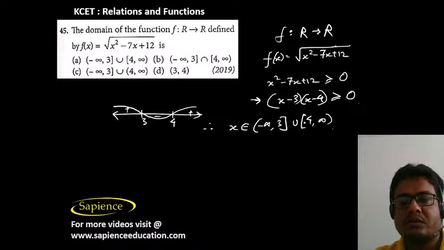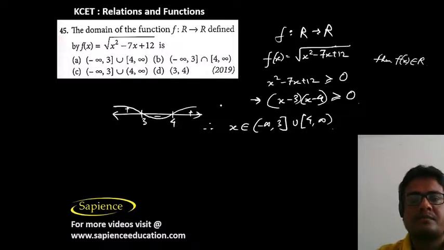Since in this interval only the expression will have a positive value, the output will be real. Only then f of x belongs to R. Therefore the domain is minus infinity to 3 union 4 to infinity. So option A is the correct answer.